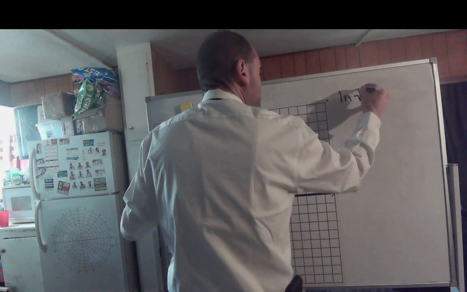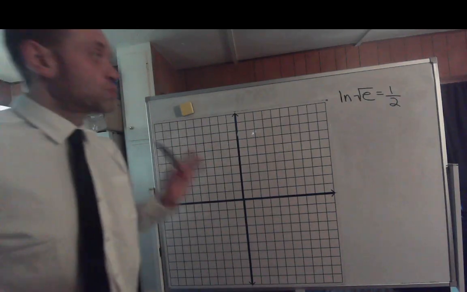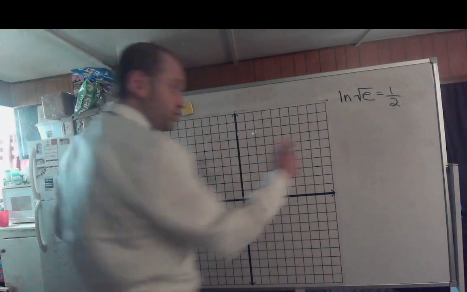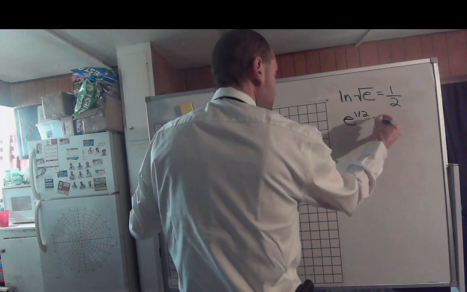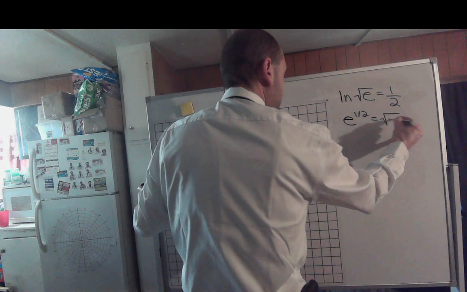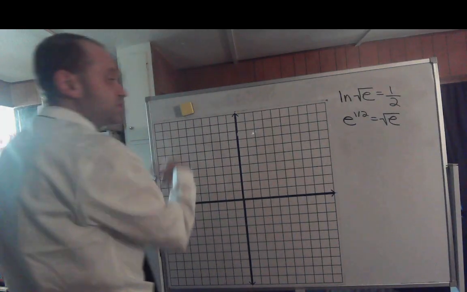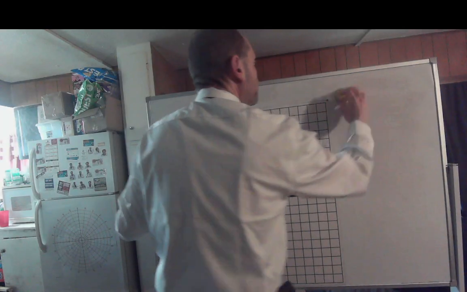The ln of the square root of e equals 1/2. That would be the same as saying that e to the 1/2 equals the square root of e. Anything to the 1/2 is the same as the square root of that number. So yes, e to the 1/2 equals the square root of e. One more for natural logs.